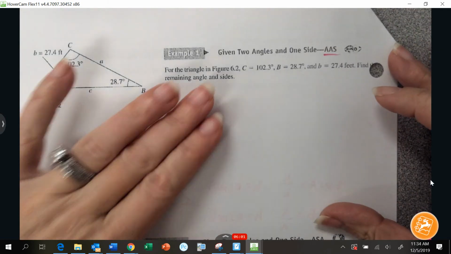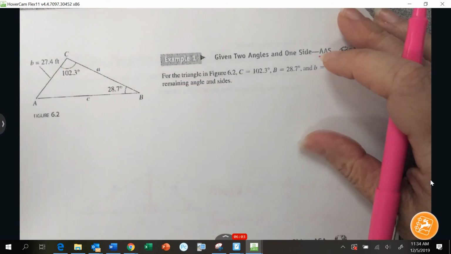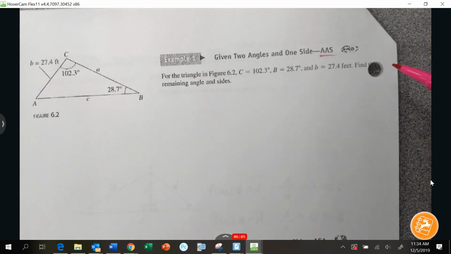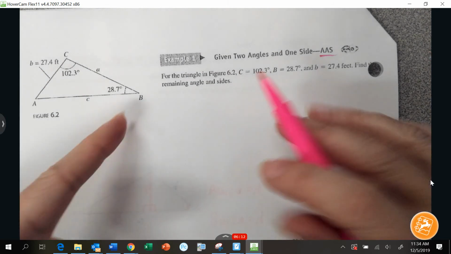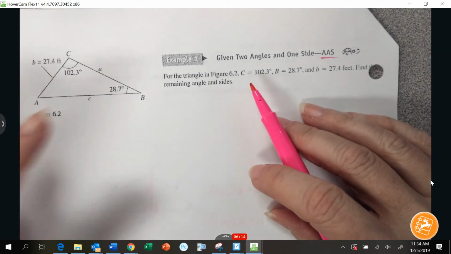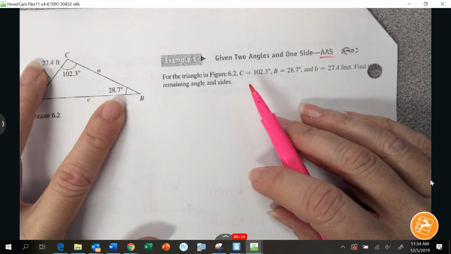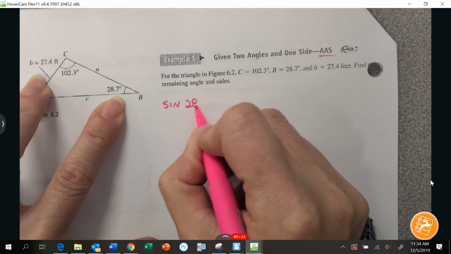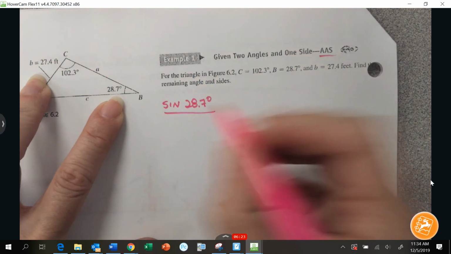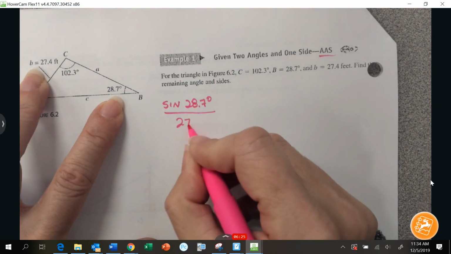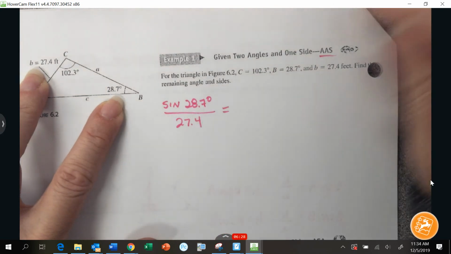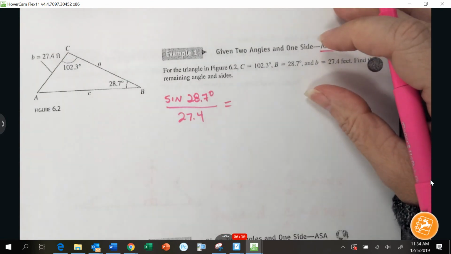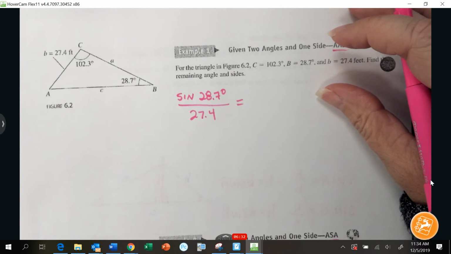So for this particular one, it's giving you a bunch of information. We are going to use AAS to find the remaining angles and sides. So we're going to set this up. Angle B and side B are both given, so this is what I'm going to use to help me solve. So we're going to do sine of 28.7 degrees divided by 27.4. Now you can't really solve all the missing pieces at the same time.